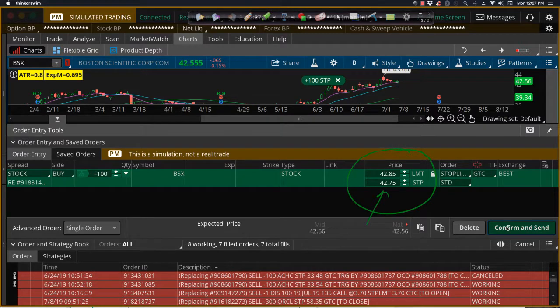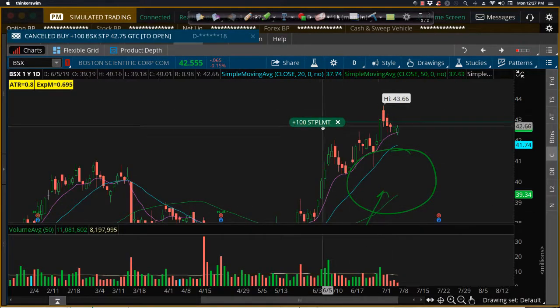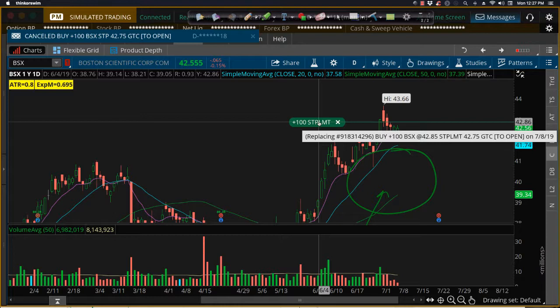So when I confirm and send that order in, you'll still see the stop order sitting up there, and it still has the same stop price, the same trigger price, 42.75.